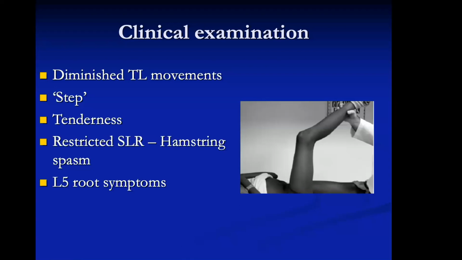The L5 vertebra is moved forward, and you get L5 root related symptoms. In severe cases, what will you get? You will get EHL, EDL weakness. You might get a foot drop. This is in severe cases. This is very unusual in spondylolytic listhesis.